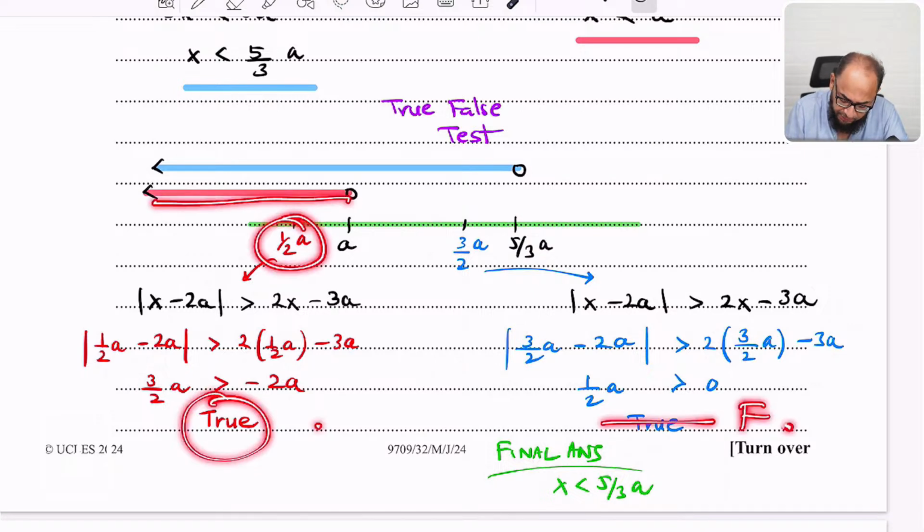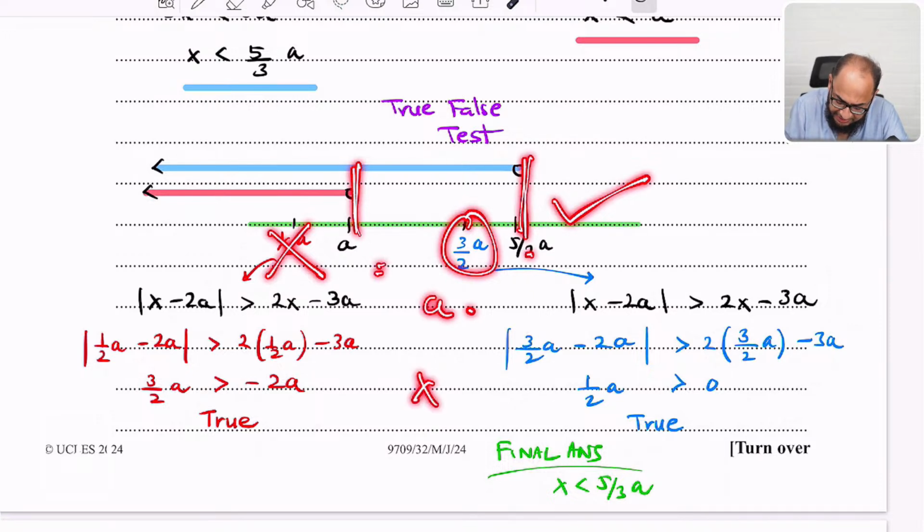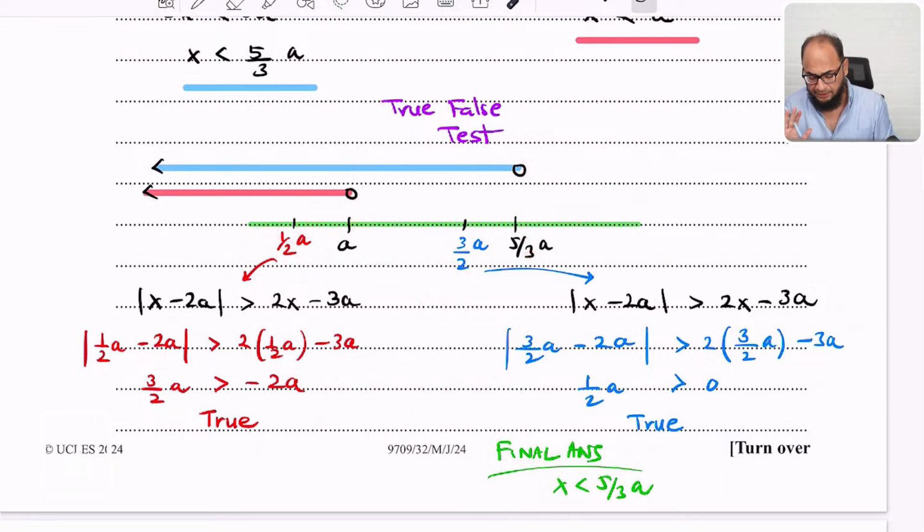Then only this will be the answer. What if this one is false, this one is true, this number represents this thing, then this x lies between 5 over 3a, and a will have been the answer. So that is a question related to modulus inequality.